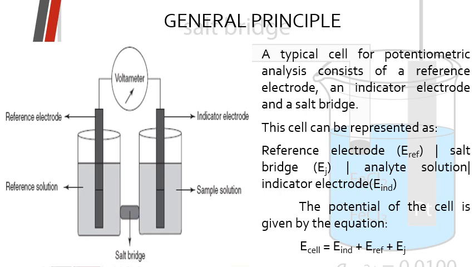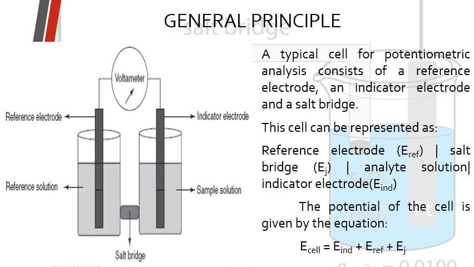The third component of a potentiometric cell is a salt bridge, which is used to prevent the interference of the analyte solution with the reference solution. The analyte solution is a sample solution whose potential is to be measured. The indicator electrode is the electrode which responds to the change in the potential of the analyte.